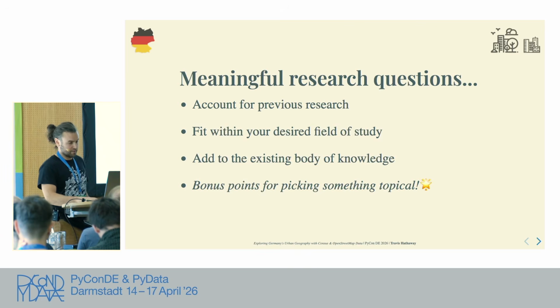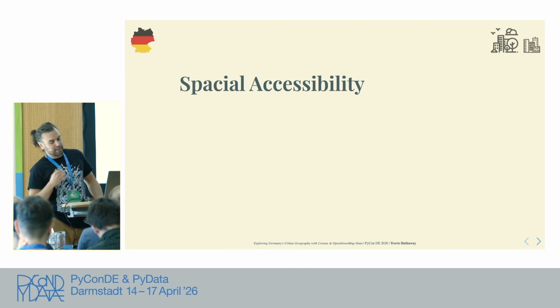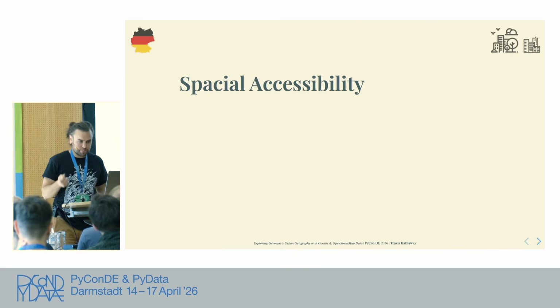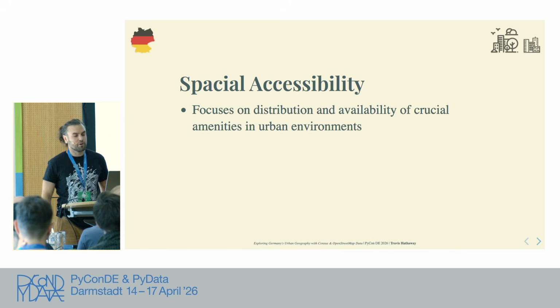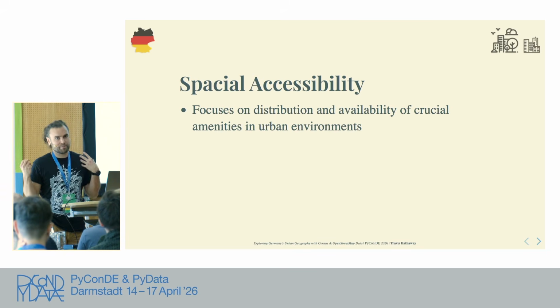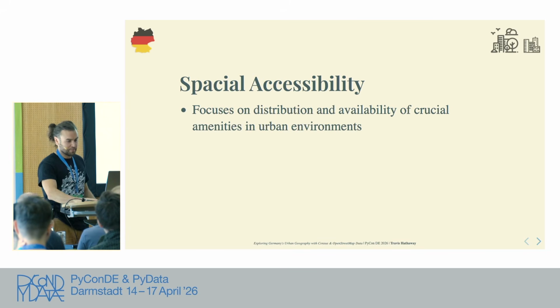So yeah. And so with all that in mind, I decided to focus my particular research topic on the issue of spatial accessibility. And I just want to give everybody a quick overview of what that topic entails. So this focuses on the distribution and availability of crucial amenities in urban environments. So this means like, hey, these are studies like food deserts. This is studies like, are there enough schools near families with children, and all these types of things.